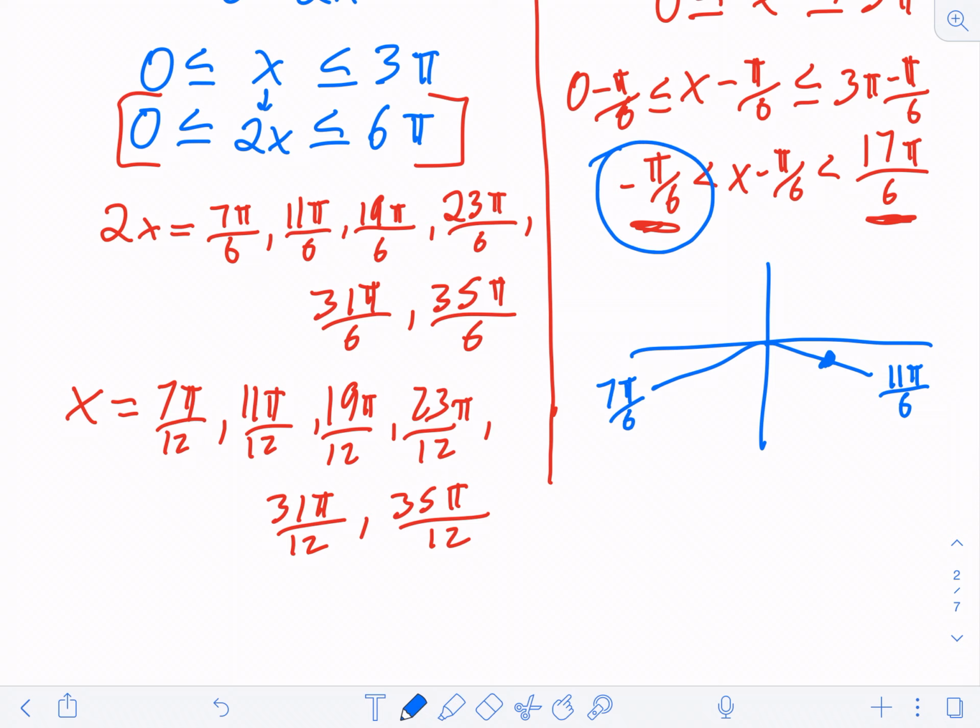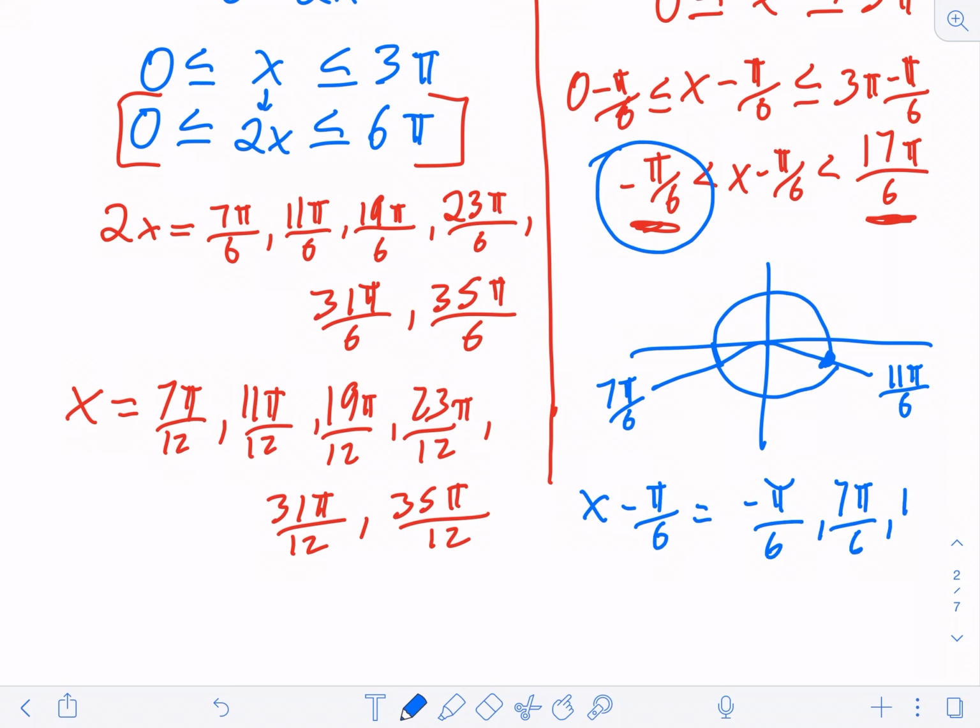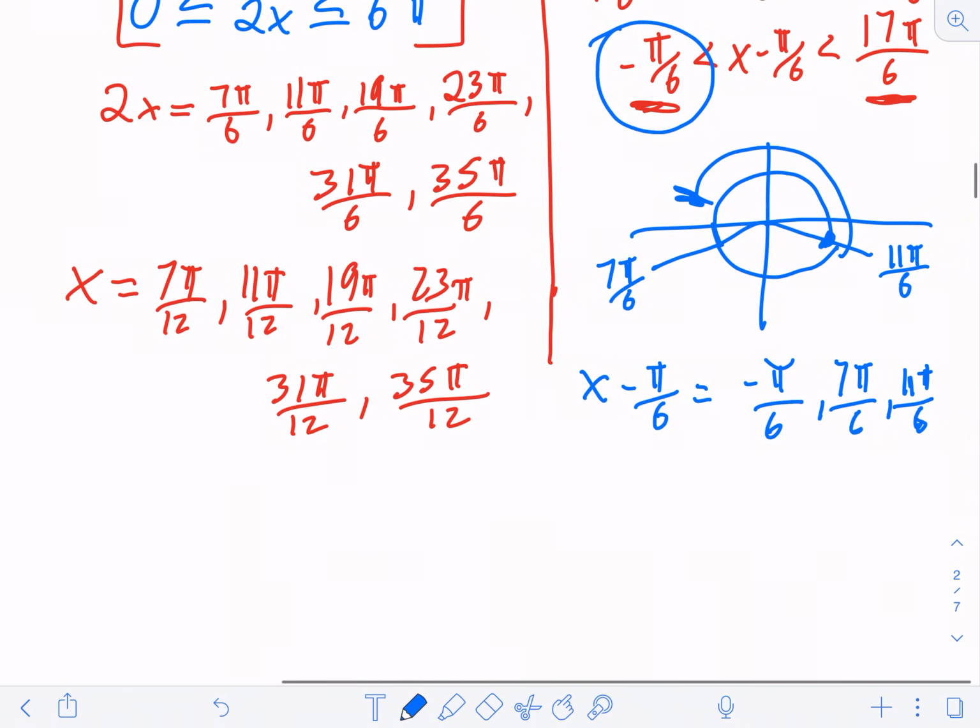So my x minus pi over 6 could be equal to, well, negative pi over 6 is one of my answers, right? If I go around, 7 pi over 6, there's one, 7 pi over 6. And then also 11 pi over 6. And then if I keep going to 17 pi over 6, I'm going to stop right around here somewhere, so I'm not going to hit that radian again. So those are my 3 answers.